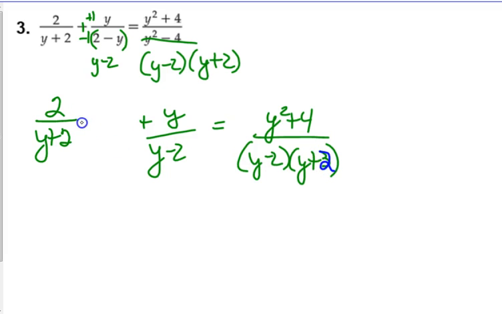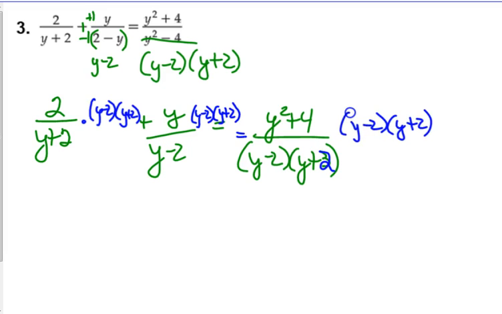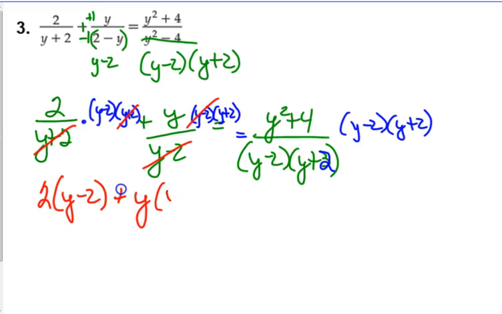Now if I use the common denominator as y minus 2 and y plus 2, I didn't leave enough room. All right, the first one, the y plus 2's will divide out, so I end up with a 2 and a y minus 2. The second one, the y minus 2's will divide out, and I end up plus y times a y plus 2. This one, both factors will divide out, and I end up with a y squared plus 4.